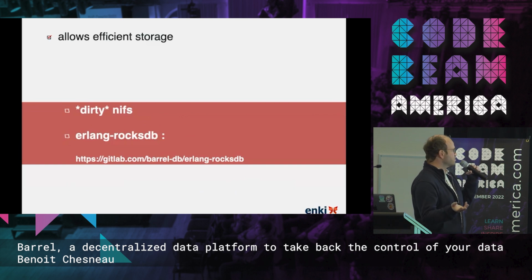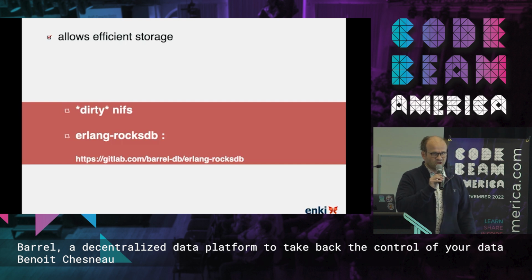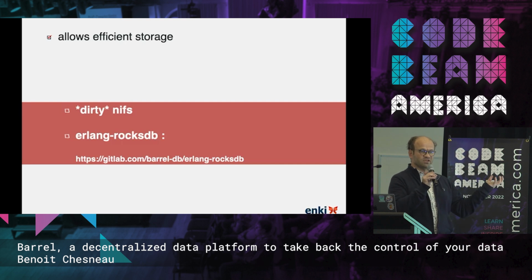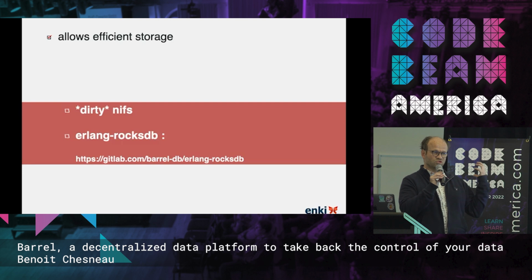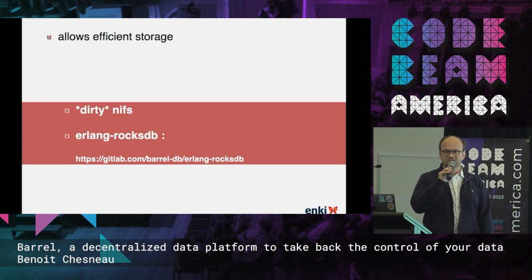Efficient storage. Since Erlang 23, we have dirty NIFs. Dirty NIFs allow you to have different pools for I/O and for CPU usage. It happened that I built erlang-rocksdb, for which I just released new versions today, which is a binding over RocksDB. And RocksDB is very efficient to store key values and indexes on the disk. So you have many features possible in that.